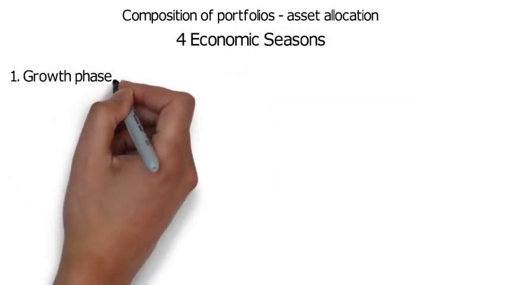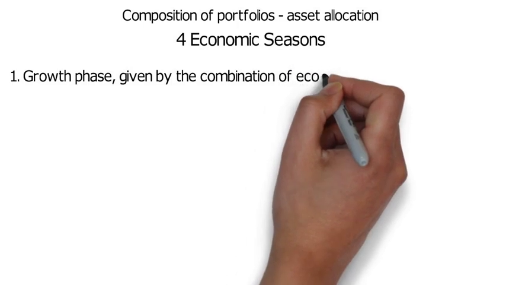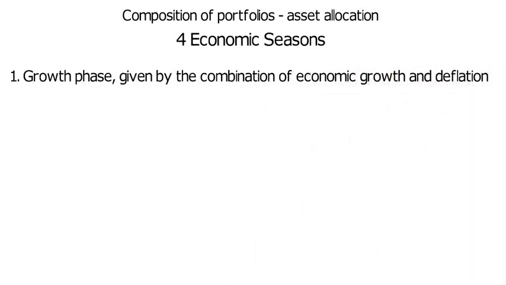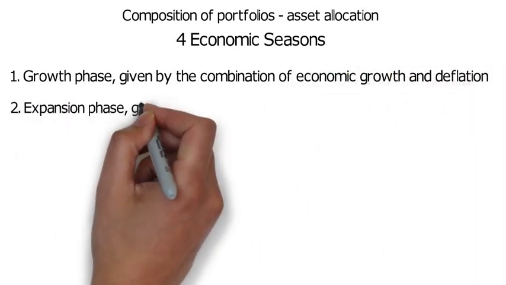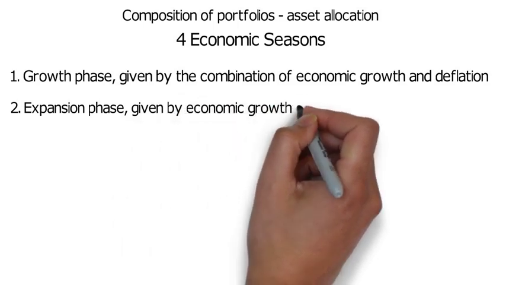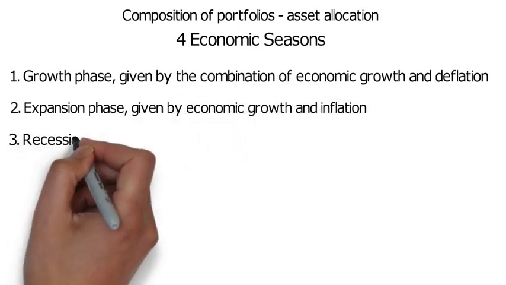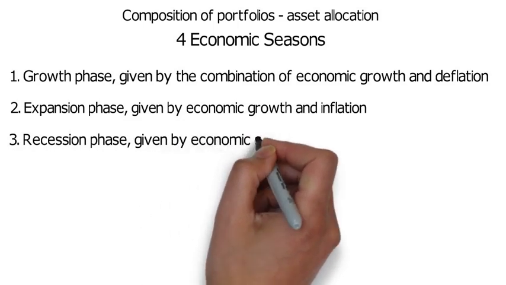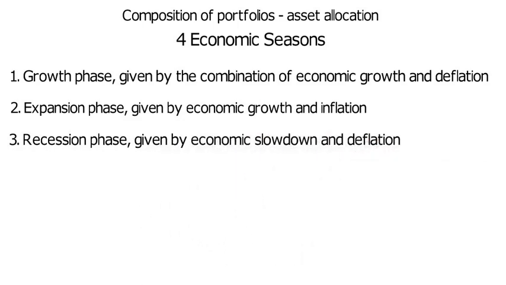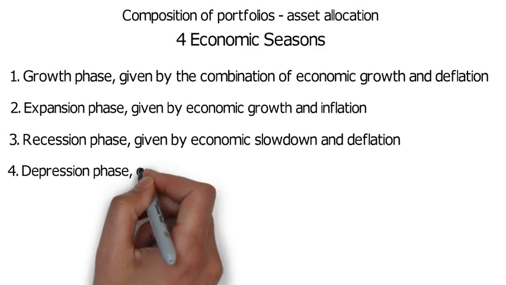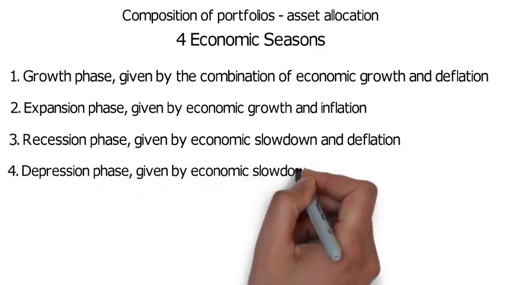1. Growth phase, given by the combination of economic growth and deflation. 2. Expansion phase, given by economic growth and inflation. 3. Recession phase, given by economic slowdown and deflation. 4. Depression phase, given by economic slowdown and inflation.